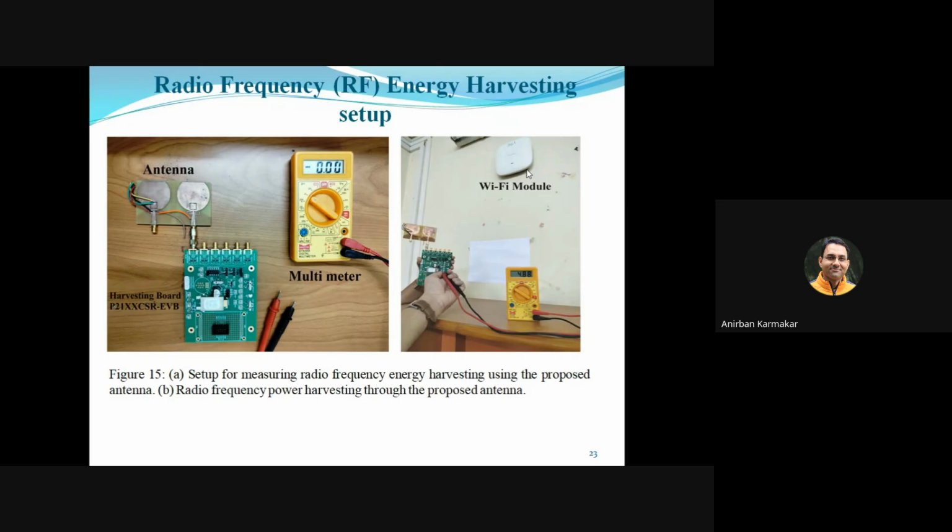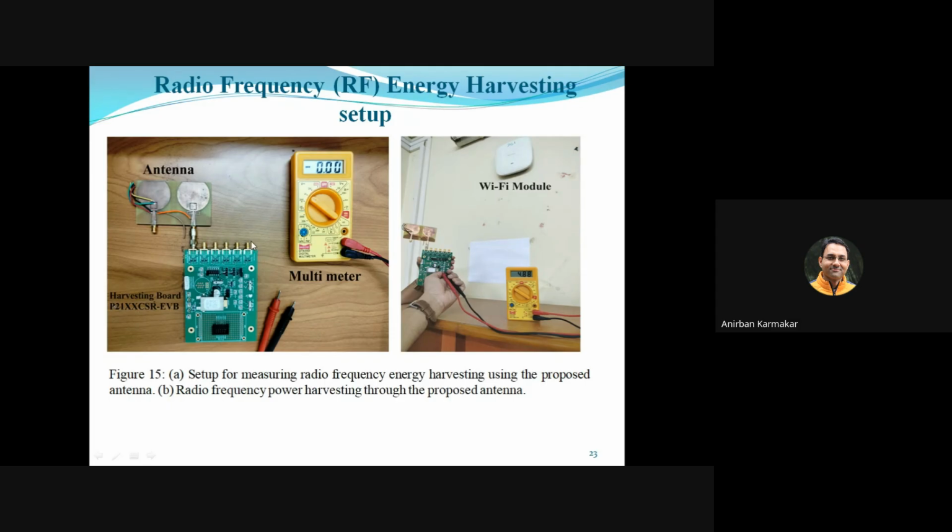So at last, this is our radio frequency energy harvesting setup. This is our MIMO antenna, a numerically configurable antenna. We have fixed one single-side antenna in this energy harvesting board, P21XXCSR EVP. The energy harvesting rectifier part can be designed on our own PCB using ADS software, or people can directly purchase the energy harvesting board, called the P21XXCSR EVP board, which can directly harvest energy at different frequencies, starting from 2.4 gigahertz, 5.5, and so on. So different ports are there for different frequencies.